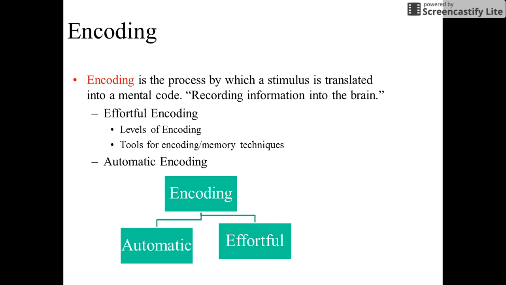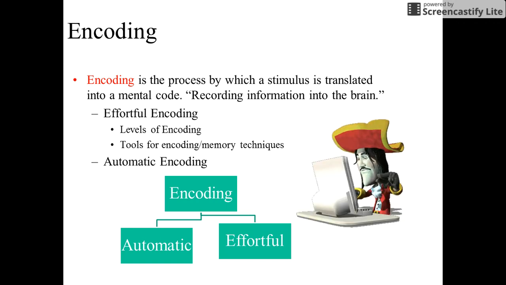First thing then is encoding, okay? Encoding is pretty much the process by which a stimulus is translated into a mental code. So it's where you're recording information into your brain. If you compare it to a computer, it's typing the information into the computer, into your brain. There are 2 different types of encoding we will talk about: effortful encoding and automatic encoding. And then when we get into encoding, we'll talk about different levels of encoding, tools for encoding and memory techniques, different ways that you can encode information into your brain.